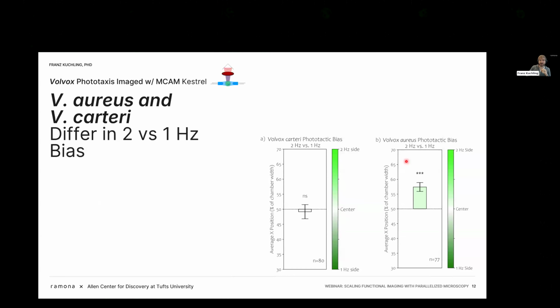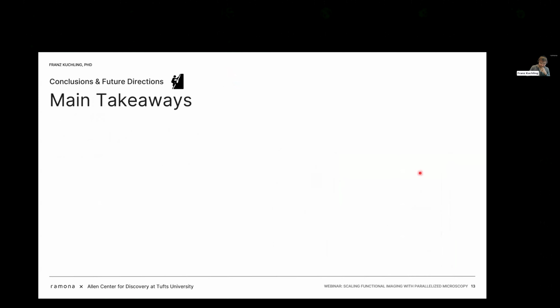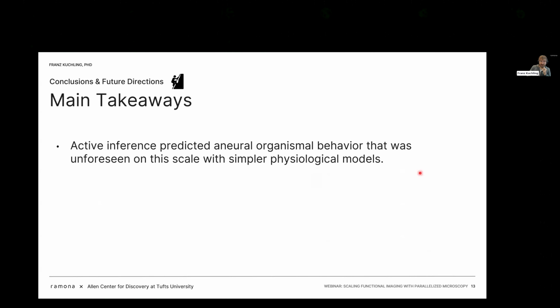And it is even more supported by the second result, which is that even though they both had this preference towards the more predictable pattern, they had different biases: a lack of bias, and a bias towards a higher frequency of 2 hertz for the Volvox aureus species. So even though they have slightly different frequency responses, they both do this, in my interpretation, for uncertainty minimization.